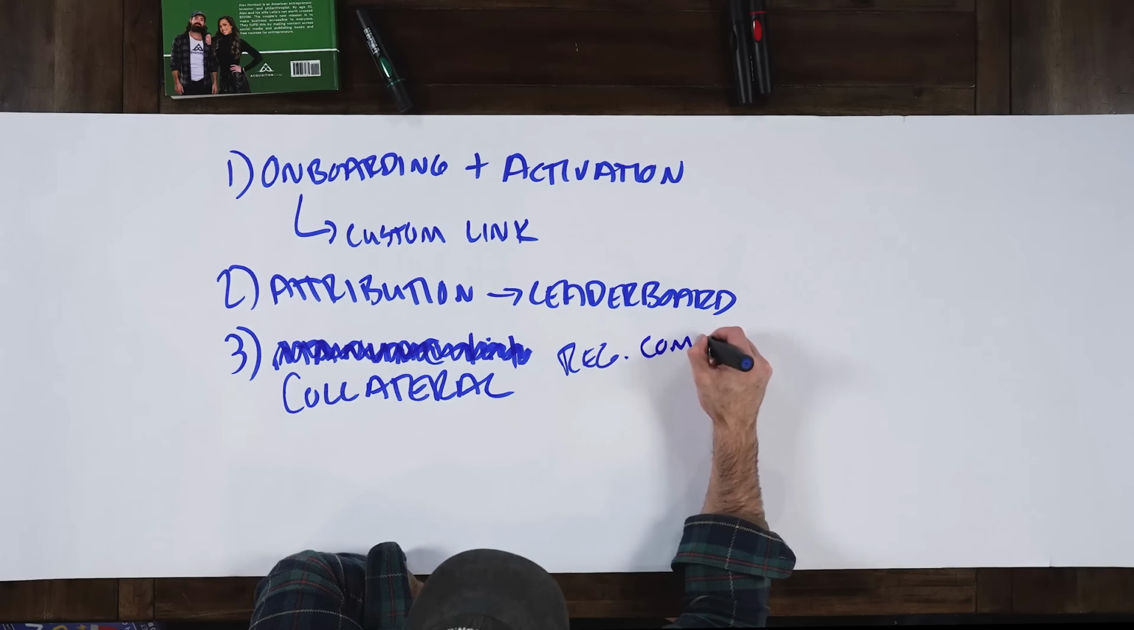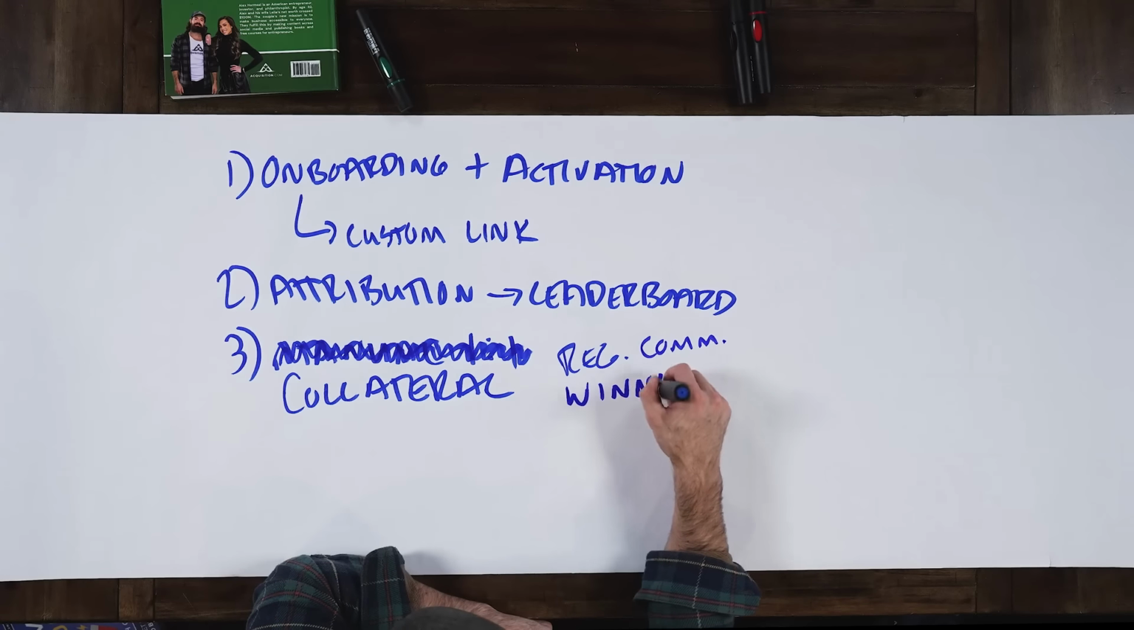So regular communication is one of them. But the other is knowing the winners, all right? And so this is where we create the black books.